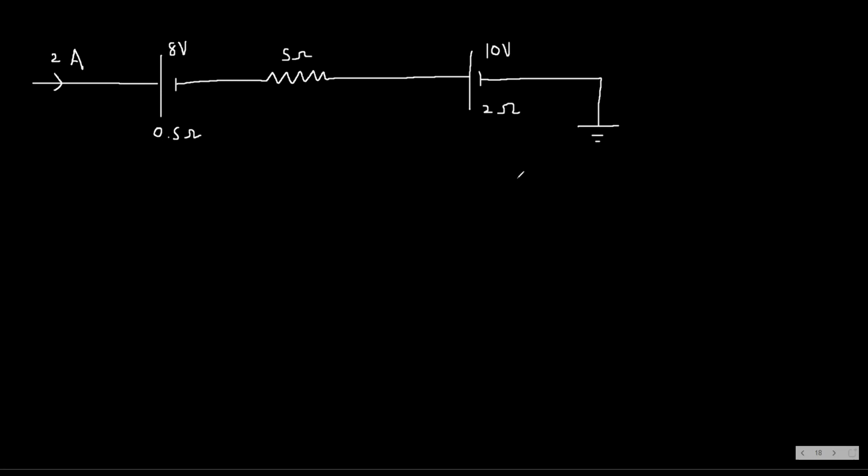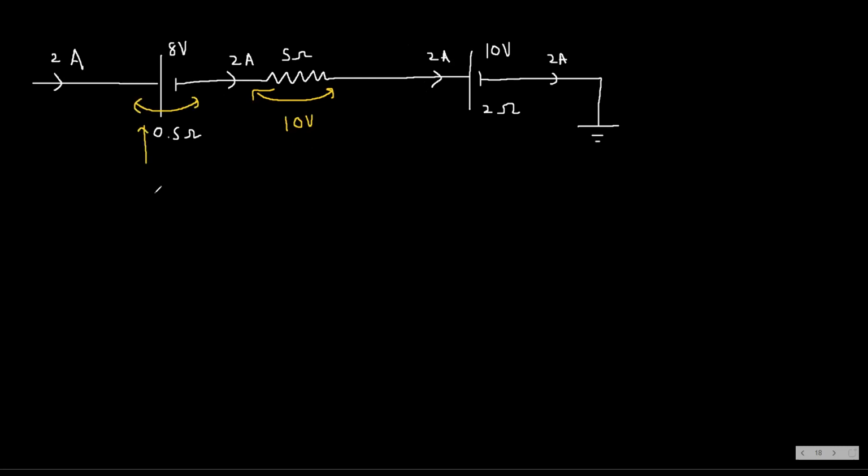Now, first we have to mark the current. 2 amperes is passing from here and here and here. Clear? Now, we have to mark the voltage differences. What is the voltage difference across this one? 10 volts. Now, tell me, what is the voltage difference across this one?